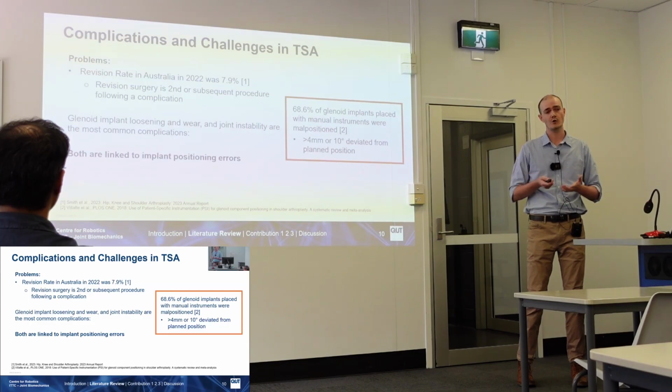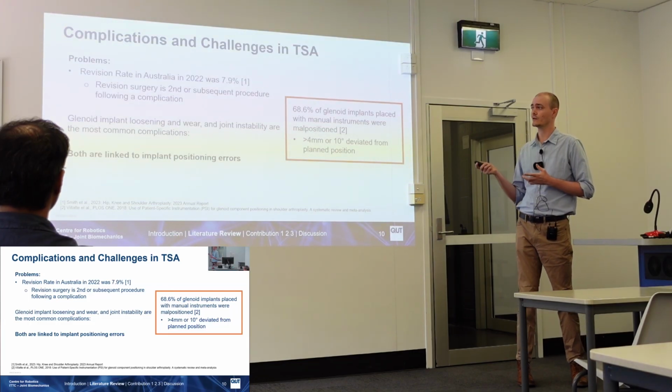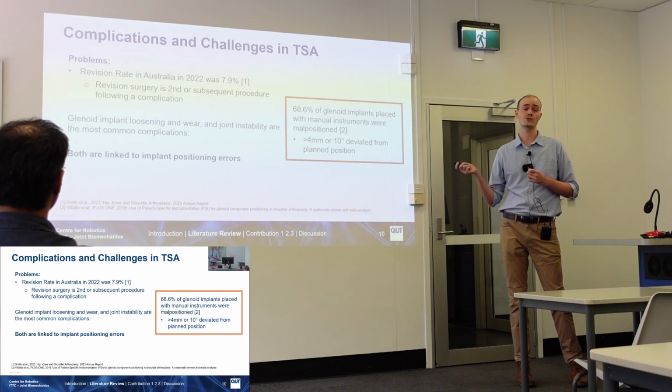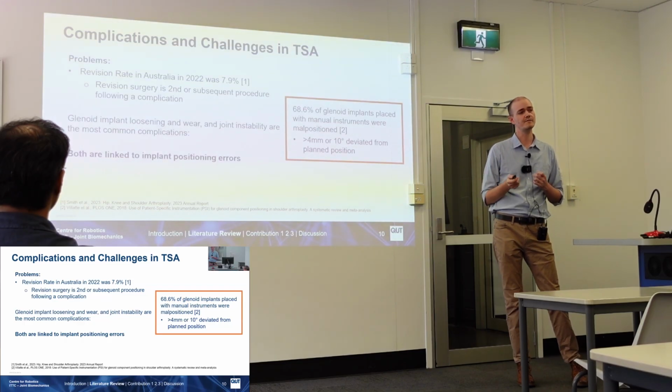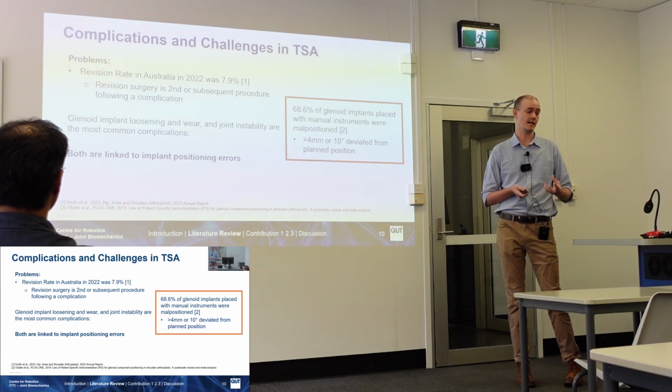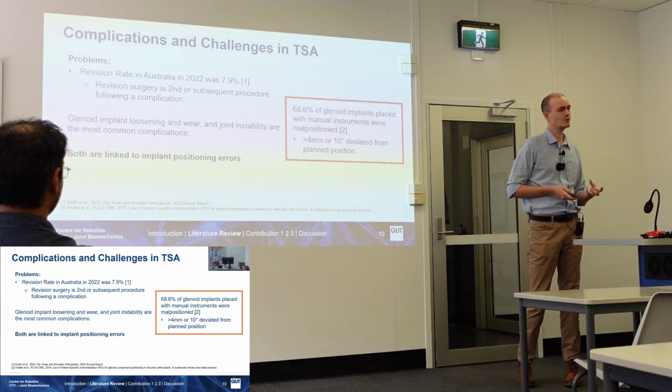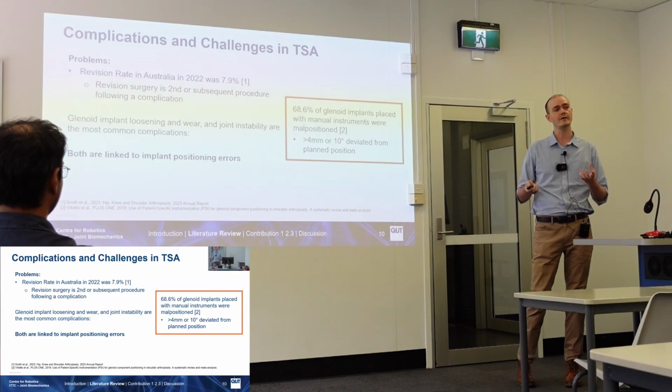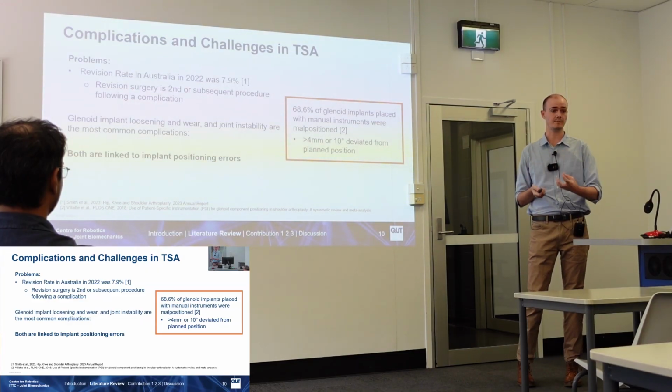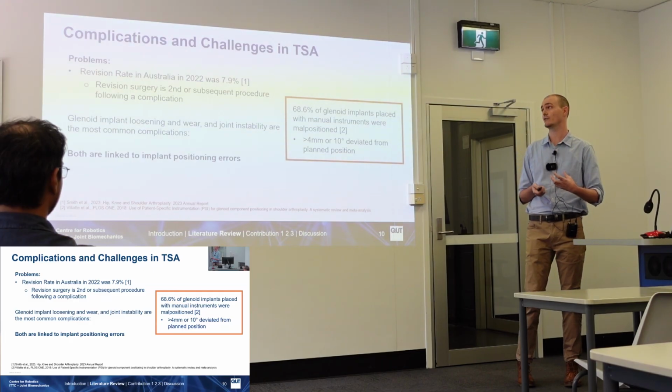The two most common causes for complications are glenoid implant loosening and wear and joint instability. And both of these complications are linked to glenoid implant positioning errors. This is particularly critical when we consider that there's a growing body of evidence showing that traditional manual instrument techniques for placing these implants are inaccurate.